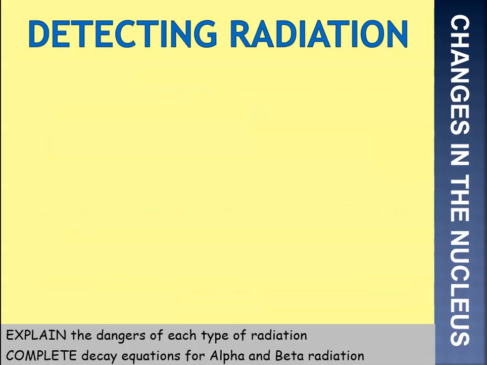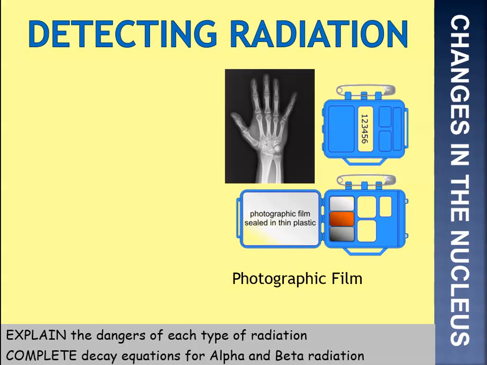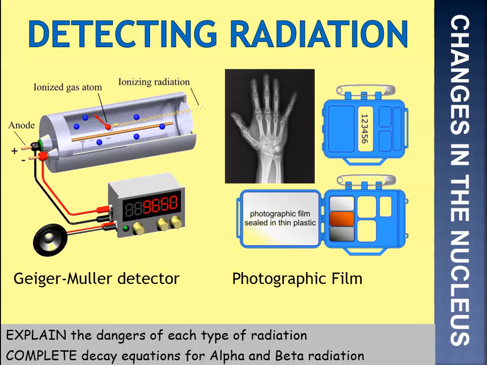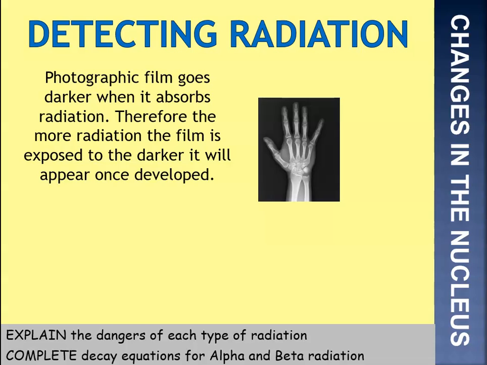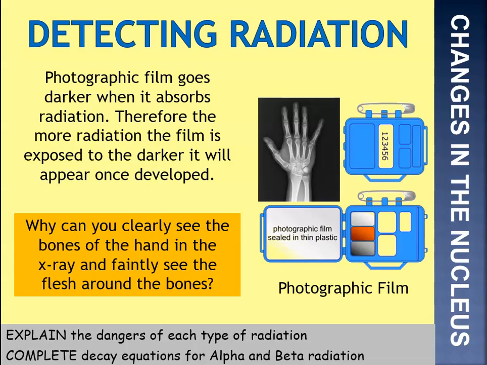Okay, detecting radiation, we've got 2 ways of doing that. First up, using photographic film, and second up, using a Geiger-Muller detector. We'll take you through both of them now. Think where those would be used. So photographic film goes darker when it absorbs radiation. So the more radiation the film is exposed to, the darker it will appear once it's developed.